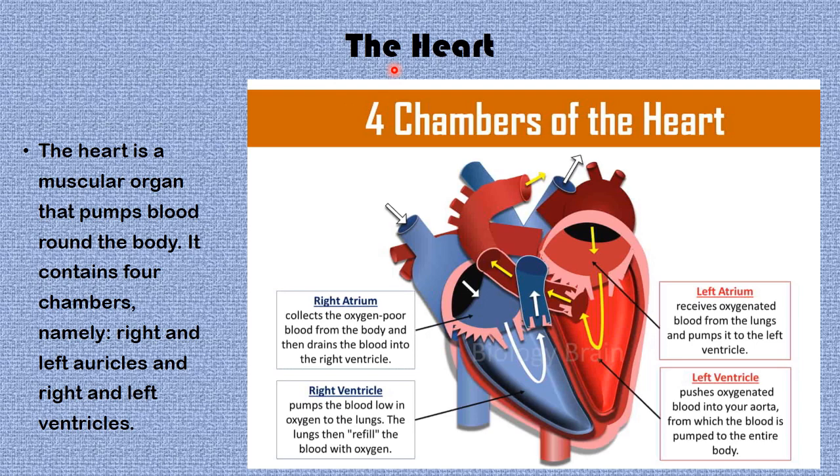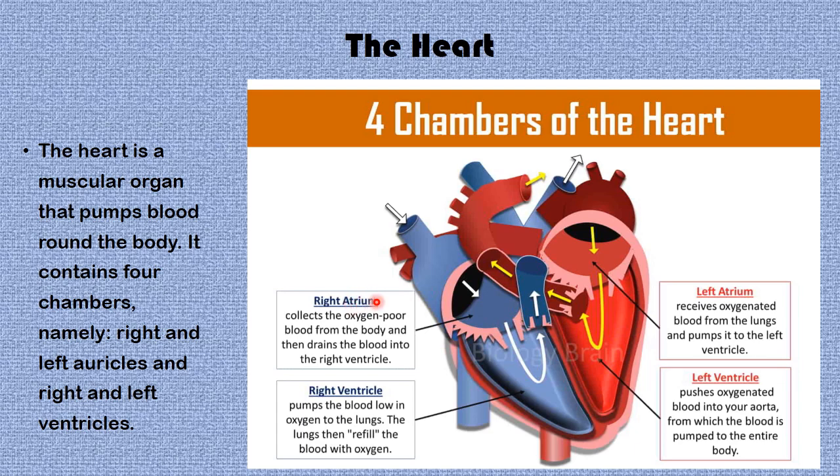Now, moving along, we'll be looking at the major component of the circulatory system, which is the heart. Now, the heart is a muscular organ that pumps blood round the body. It contains 4 chambers, namely the right and the left auricles. So we have the right auricle here and the left auricle. It also has the right and the left ventricle. So this is the right and the left ventricle right here. So we are going to look at them closely right now.